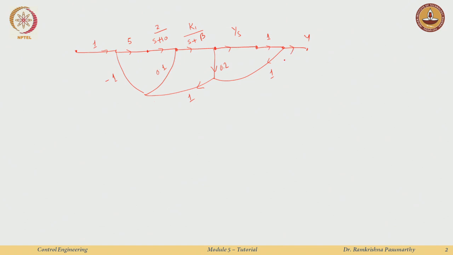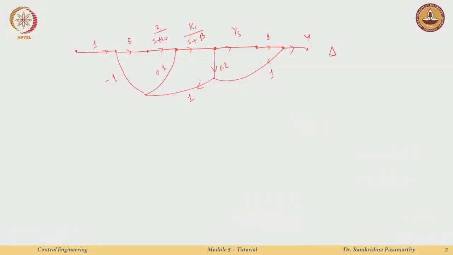Okay. So, I am just interested in finding the overall delta. Not really the transfer function, because I am only interested in the denominator, which I call the characteristic equation. Why is that? Because I am just interested in how the poles of my closed loop system vary as I change a parameter from 0 to infinity, which is k1 in this case. Okay. So, the delta here is 1 minus, well, you look at all the individual loops. There are 3 loops here, right? One loop is this one, the second loop is this one, and the third loop is the outermost loop.